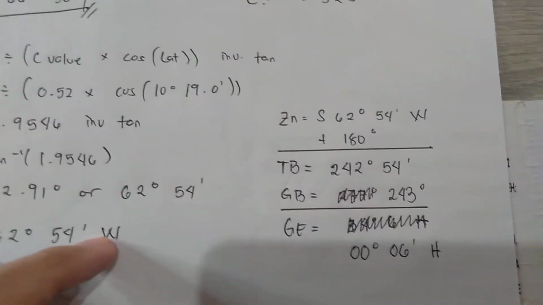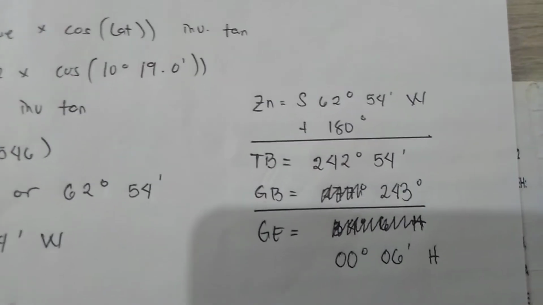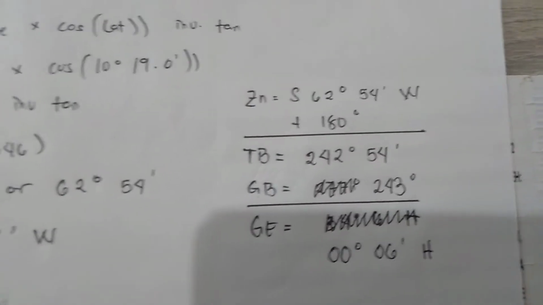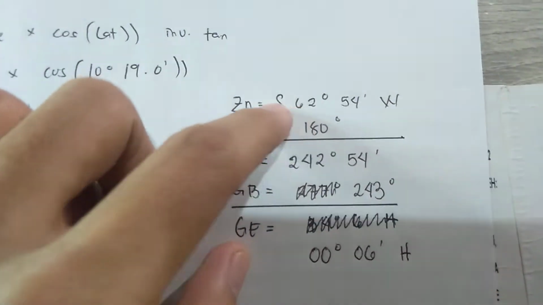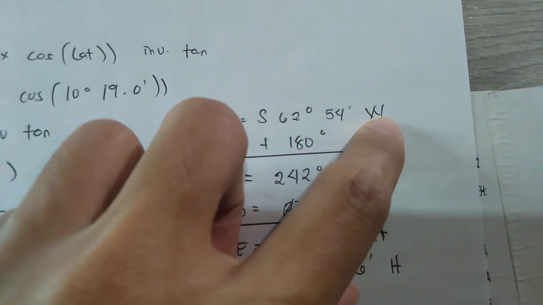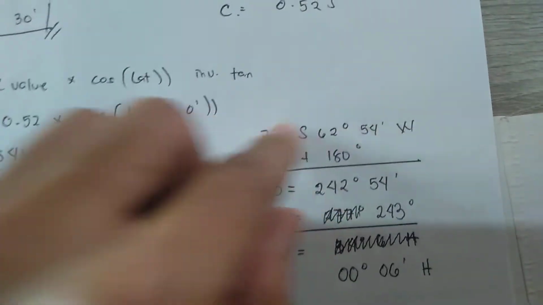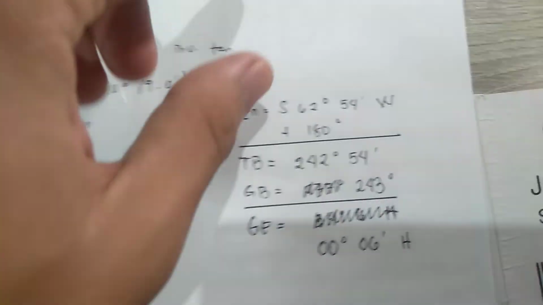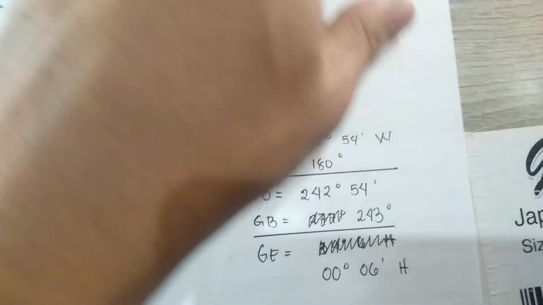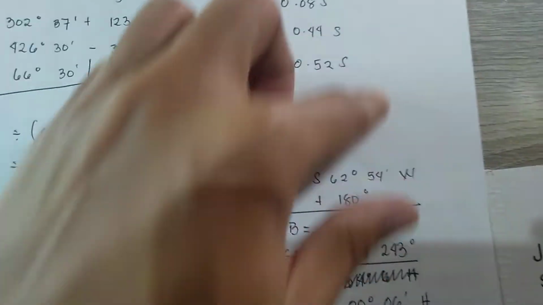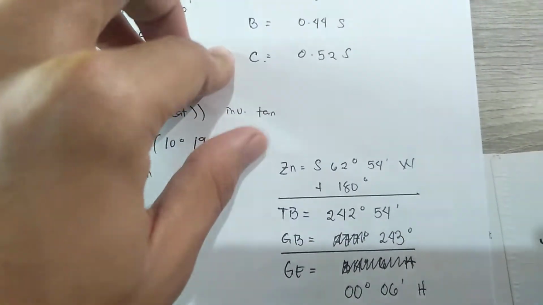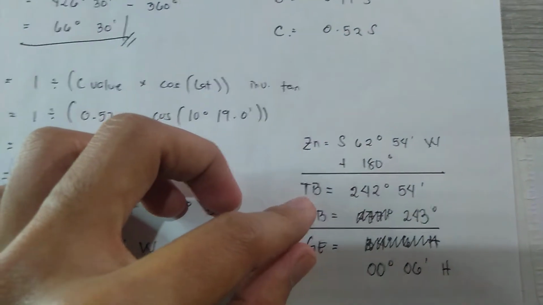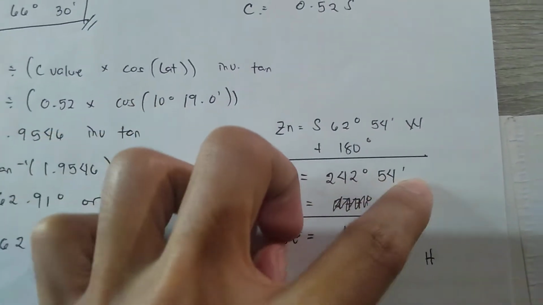For the gyro compass error, we're going to start from the azimuth, south 62 degrees 54 minutes west. Since it is south and then west, we're just going to add 180. 180 is half of the circle, and between 180 and 270 is southwest, so we simply add 180 to get the true bearing, which is 242 degrees 54 minutes.